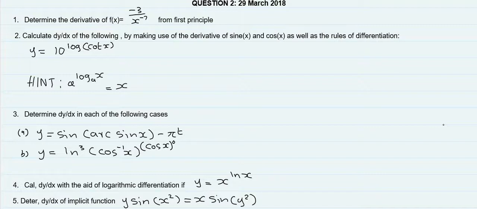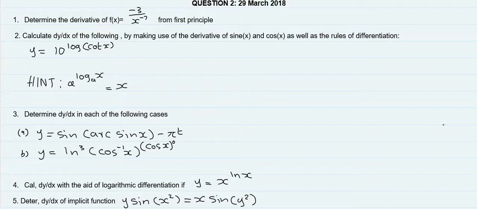So let's look at number 1. There are 5 questions on derivatives. Number 1 is: determine the derivative of f of x equals negative 3 all over x to the power 7 from the first principle.